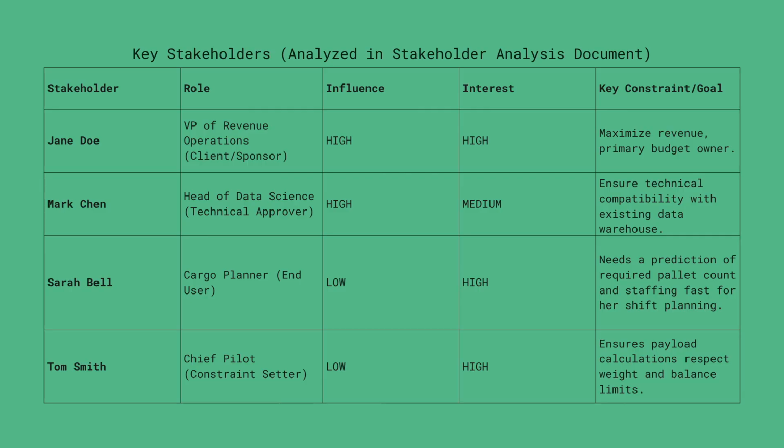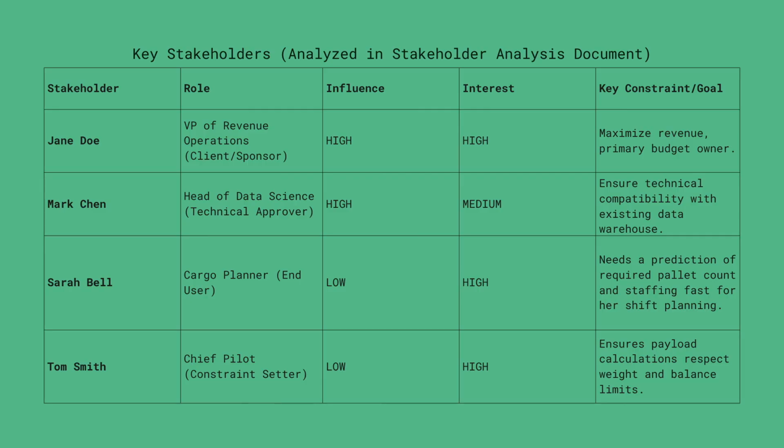Mark Chen, head of data science, role: technical approver, he has to bless the architecture. Interest: medium. He cares about tech fit, but his pain isn't as acute as Jane's. Influence is high. If Mark says we can't integrate this, the deal stalls. Action: involve him early, show him the tech is sound, get his buy-in before we commit.